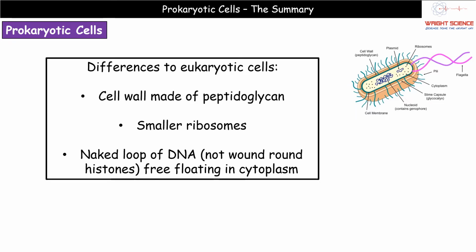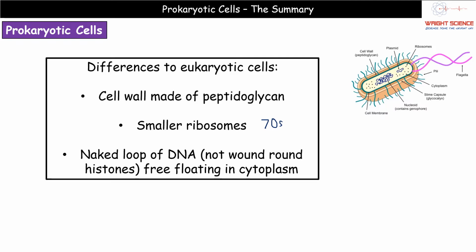They also, in prokaryotic cells, have smaller ribosomes. So while they have ribosomes, the ones that we find within prokaryotic cells are smaller, and we call them 70S ribosomes. The ones within our eukaryotic cells are what we refer to as 80S ribosomes.